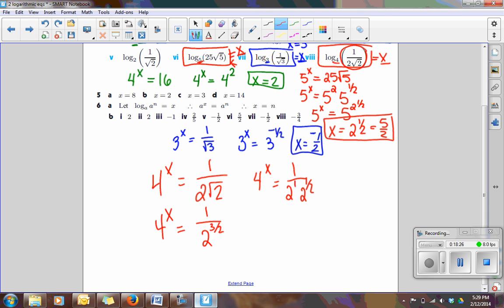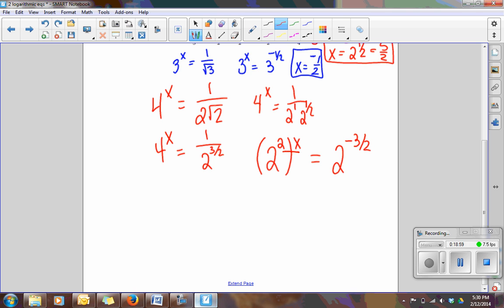4 to the x, let's write that with a base of 2, so we'll have the same base on both sides. So 4 is 2 squared to the x. And 2 to the 3 over 2, if we want to bring that up to the numerator, we're going to have to write that as a negative power. So 2 to the negative 3 over 2. Remember, all that negative power does is it reciprocates our base of 2. So we'll have 1 over 2 to the 3 over 2 when we do that.